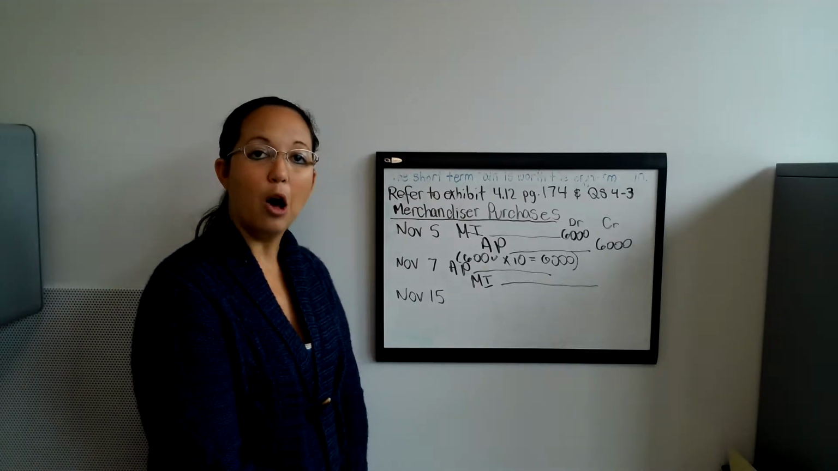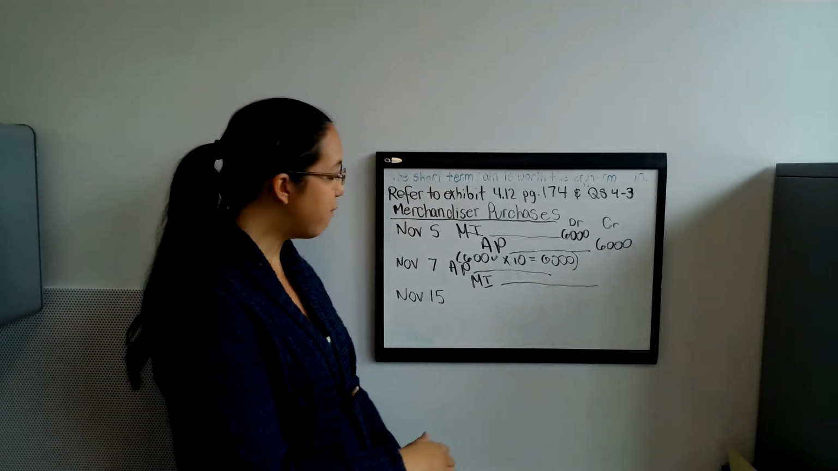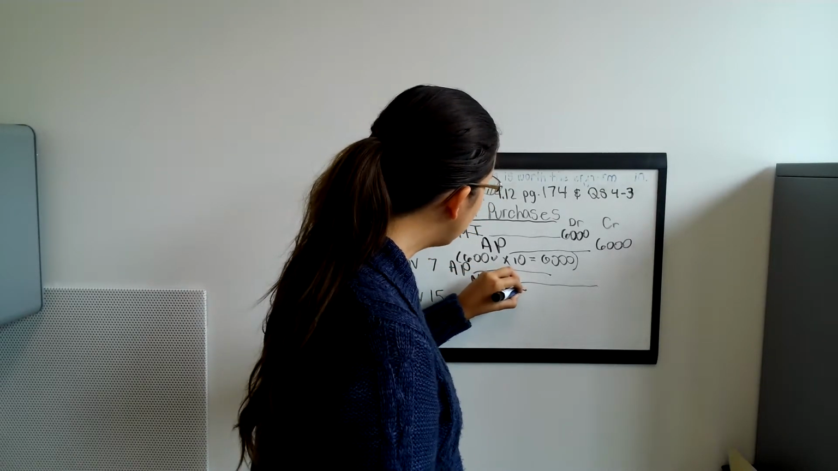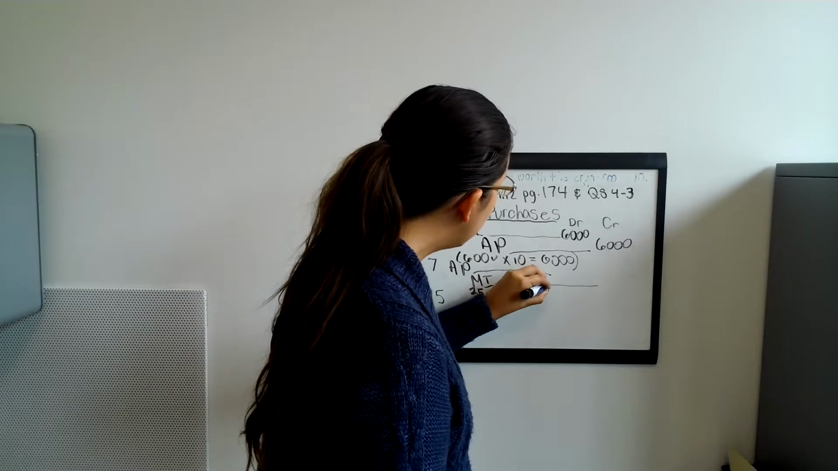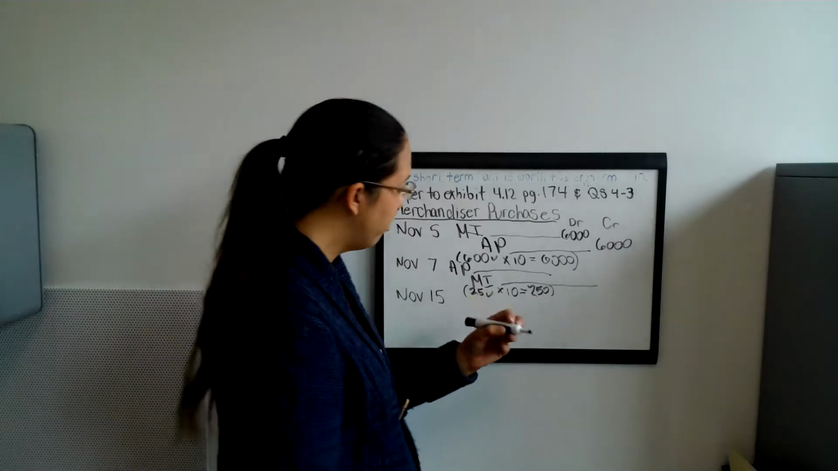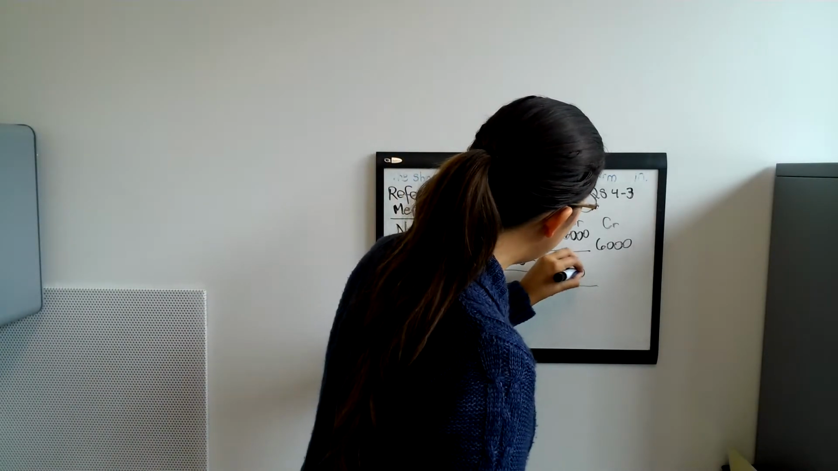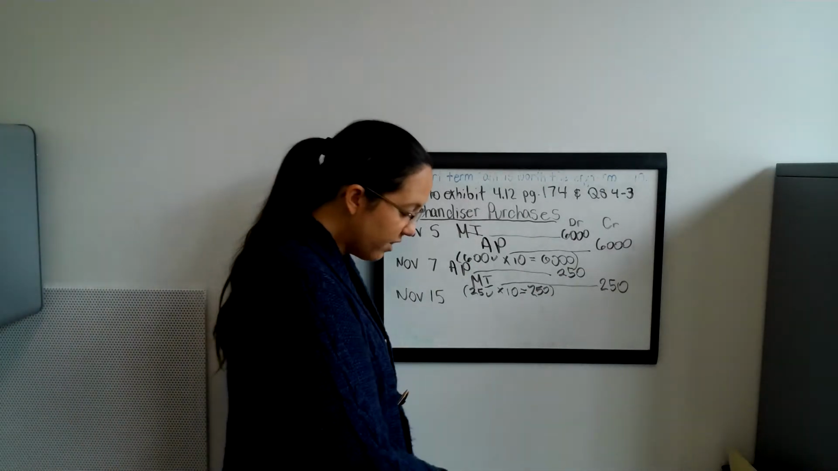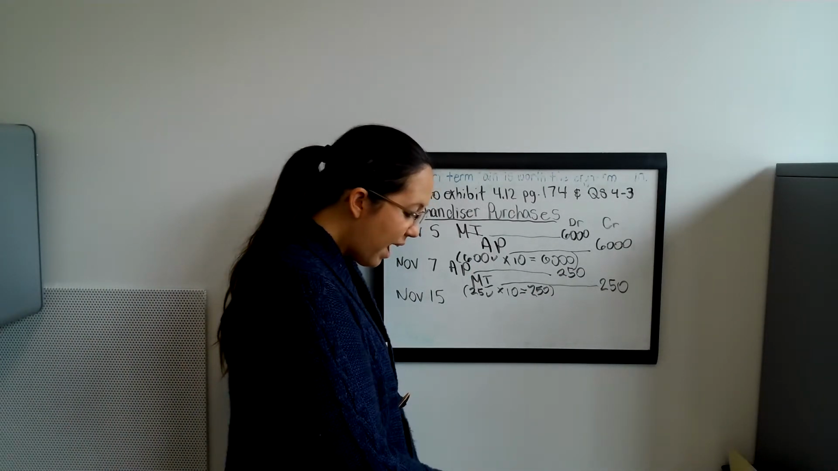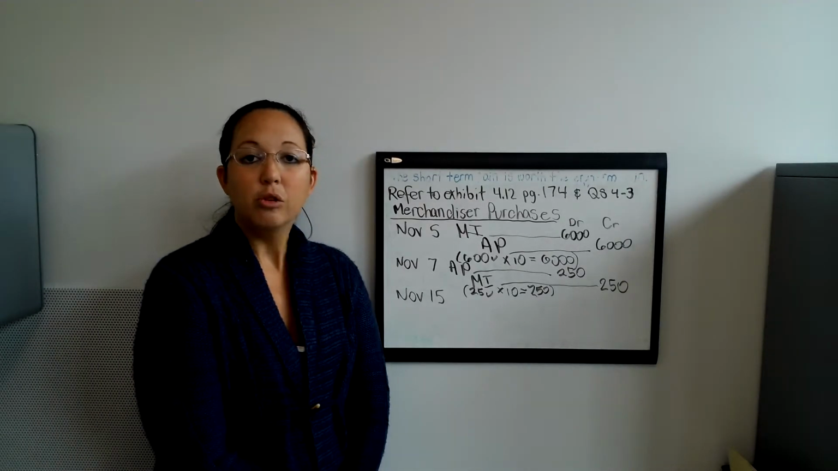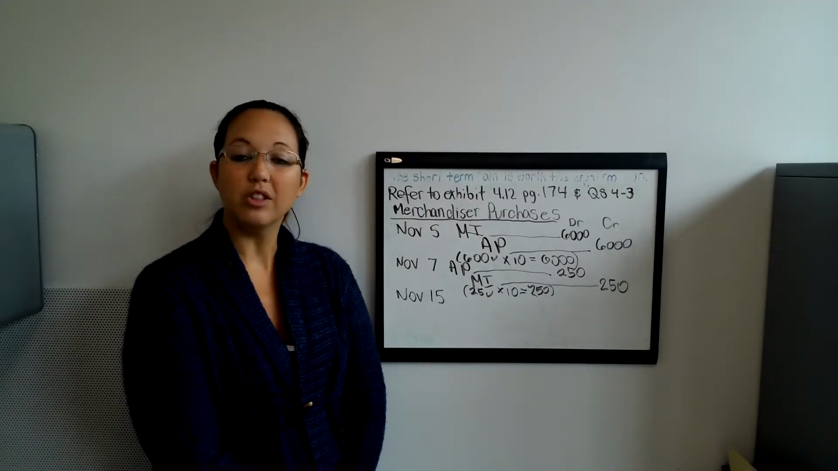And again, we ask how much. Well, we only returned 25 of those units, at $10 cost per unit, which is $250. That is what we would record. Okay, so 250, 250. The last entry is on November 15th. We paid the amount due for the November 5th purchase, less the return on November 7th. So now the total amount due minus those that we returned.